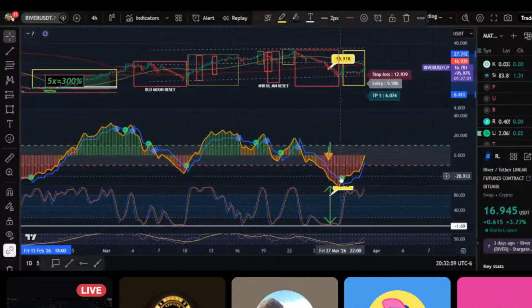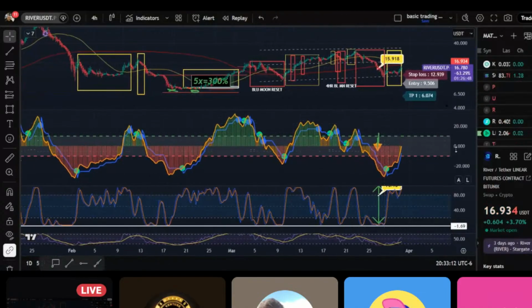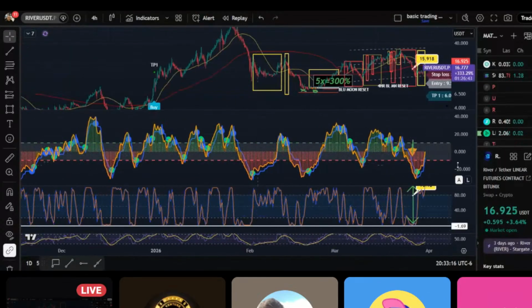So normally here, and another thing that I'm looking for is volume, right? So here, if you look at the moon indicator, what I'm looking at is, if you look to the right, there's levels here, right?